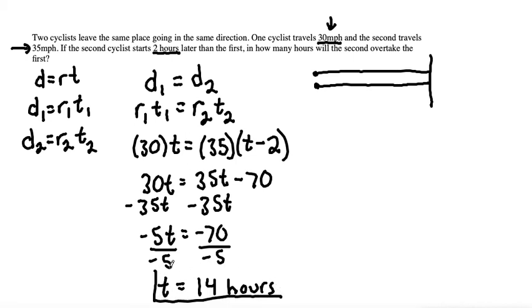Now, the question isn't super clear about whether it's asking from the time after the first cyclist starts or the time after the second cyclist starts. So I'm assuming that it's asking for the time from the start of the problem, which would be when the first cyclist starts traveling. So that would be 14 hours. So a really long bike ride before the second cyclist would catch up to the first.